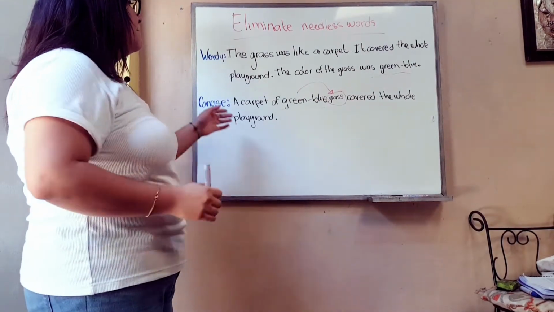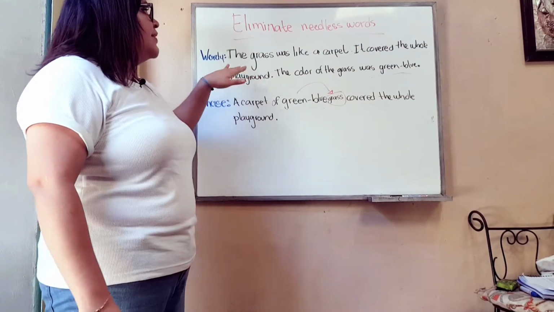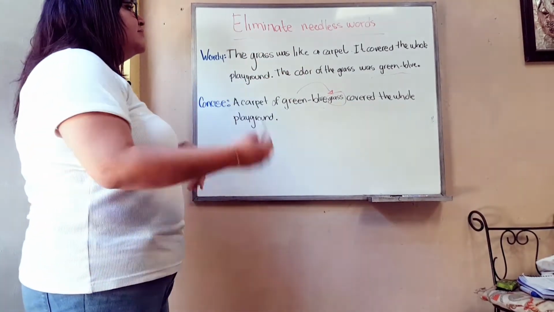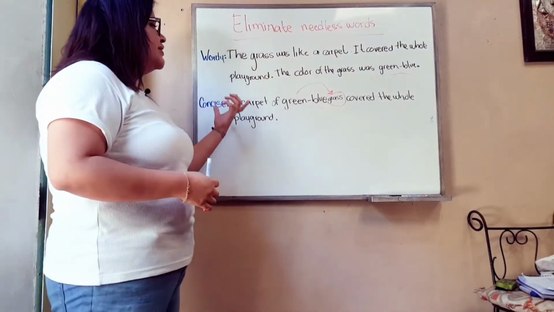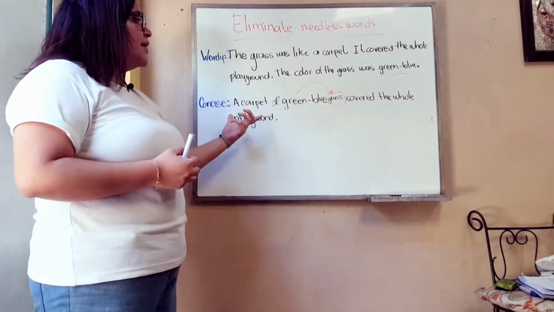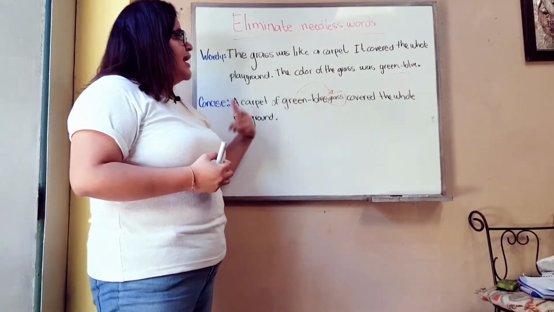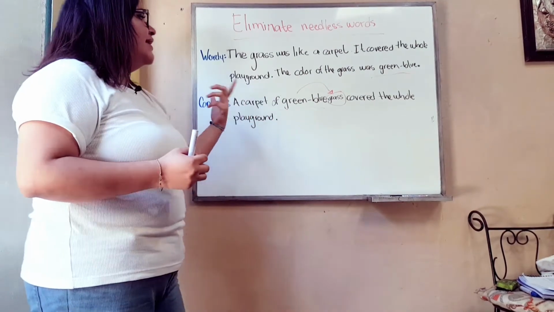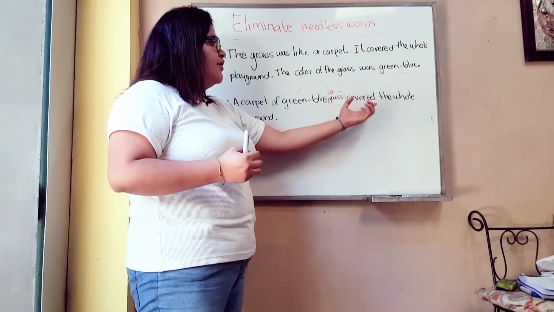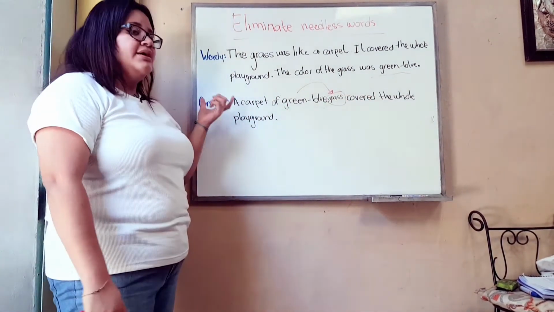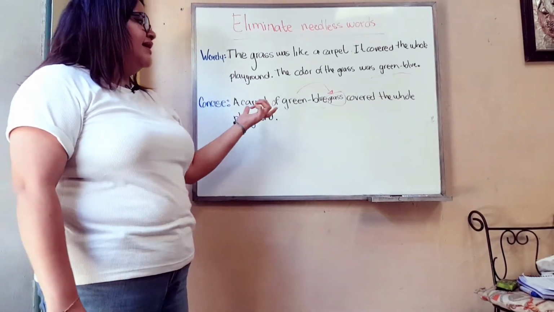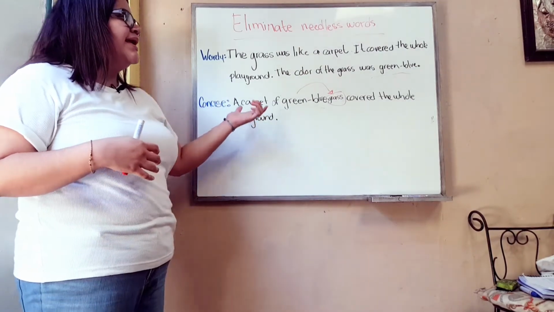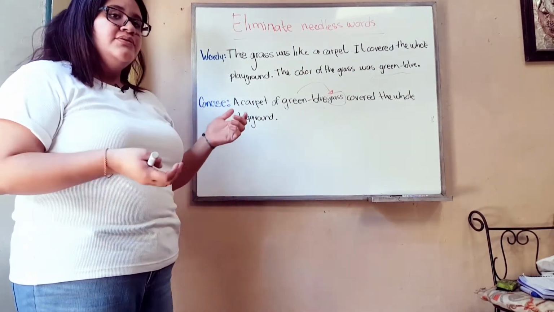Now, the wordy version is comparing the grass to a carpet. And now we turn the carpet right here into the subject, which is a carpet of green-blue grass. And then we took the verb covered and we said that it covered the whole playground. So in the concise version, we have a sentence that is shorter, and also by doing this, we cannot confuse the reader.